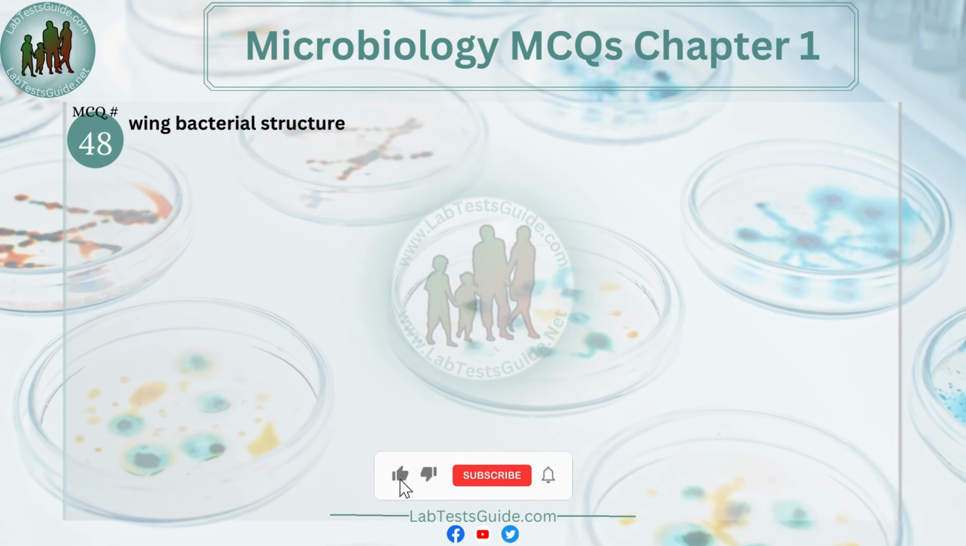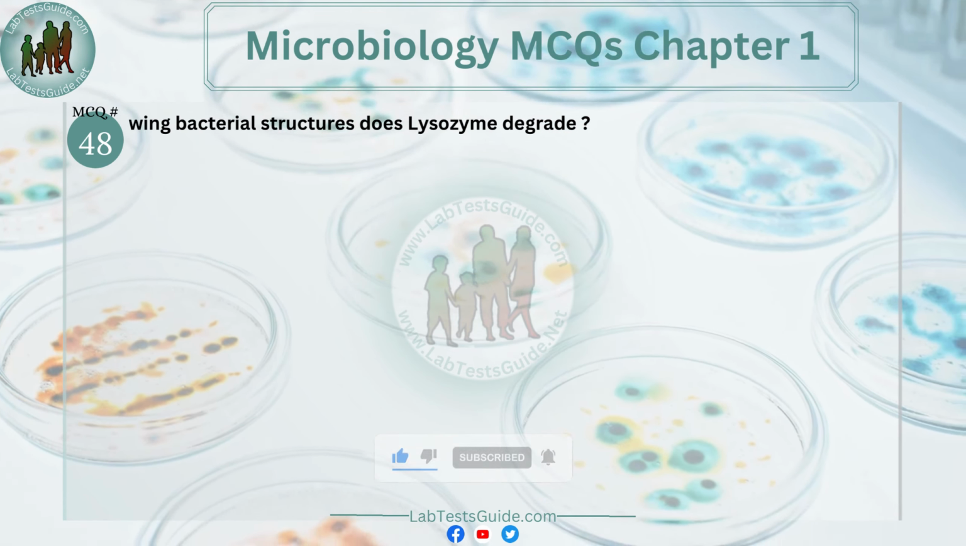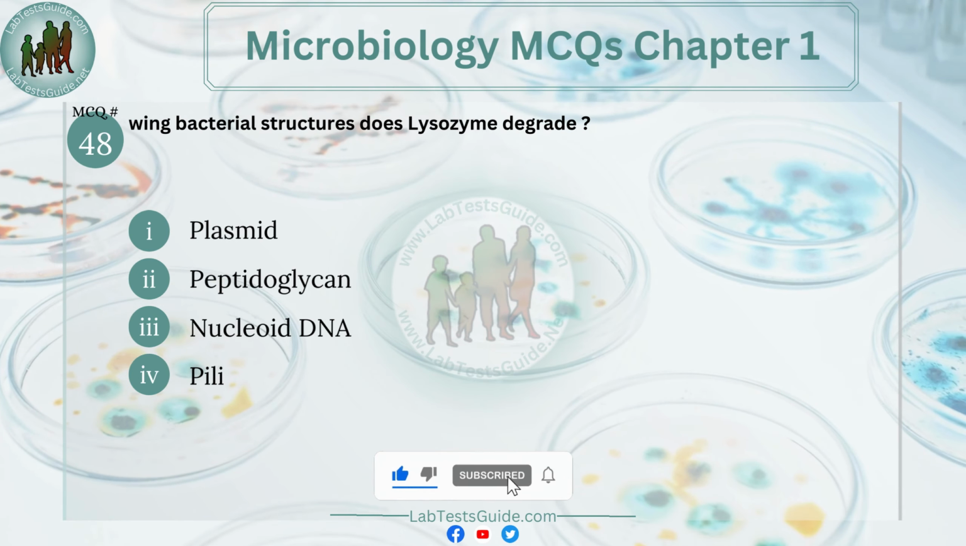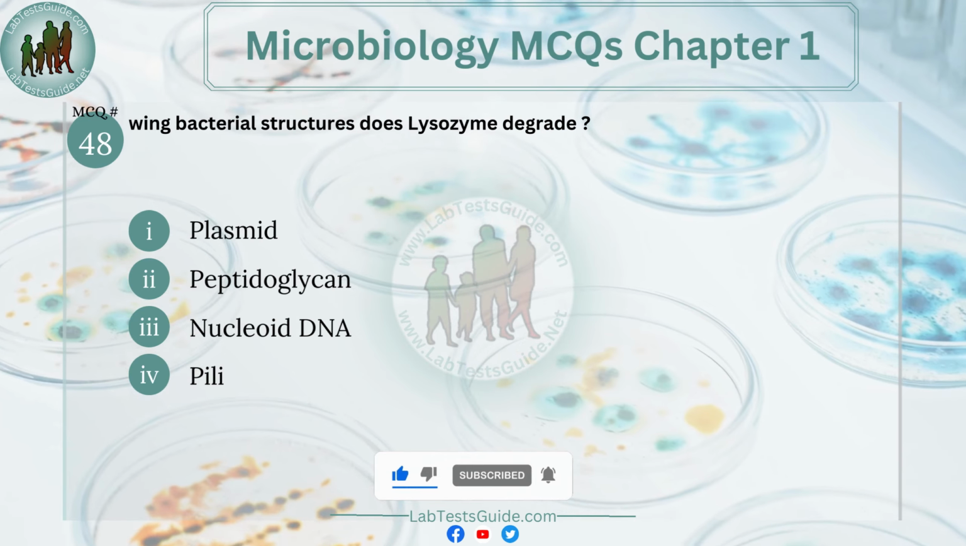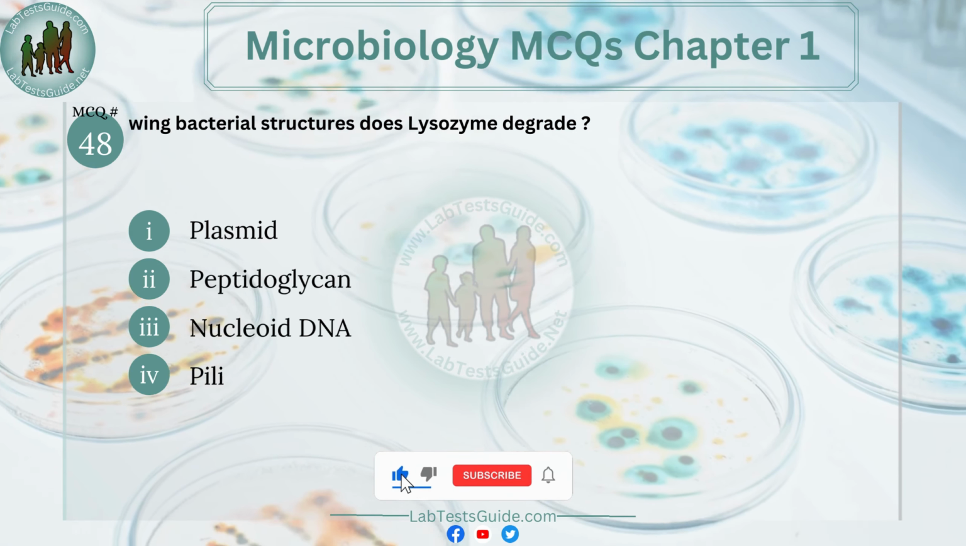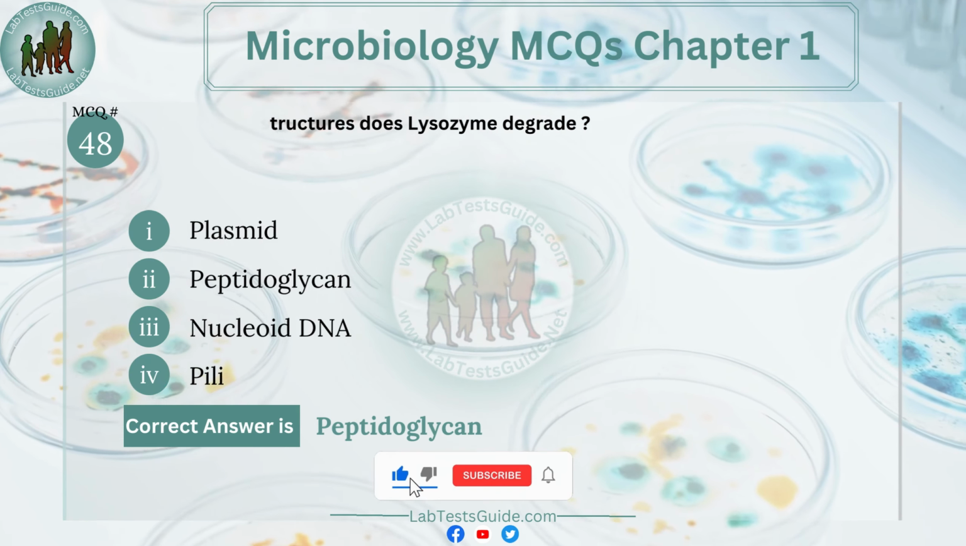Question number 48. Which bacterial structure does lysozyme degrade? Option number 1, plasmid. Option number 2, peptidoglycan. Option number 3, nucleoid DNA. Option number 4, pili. Correct answer is peptidoglycan.